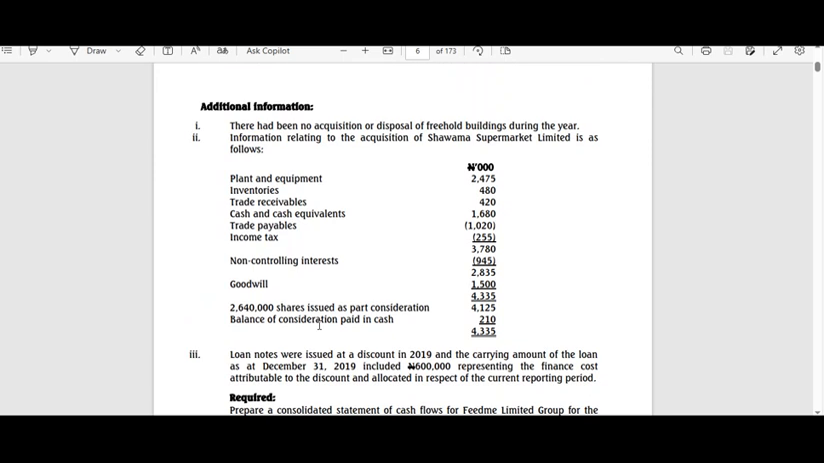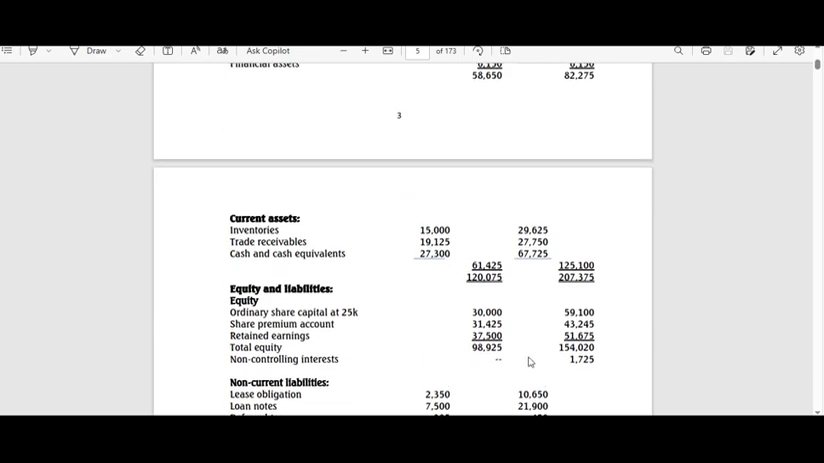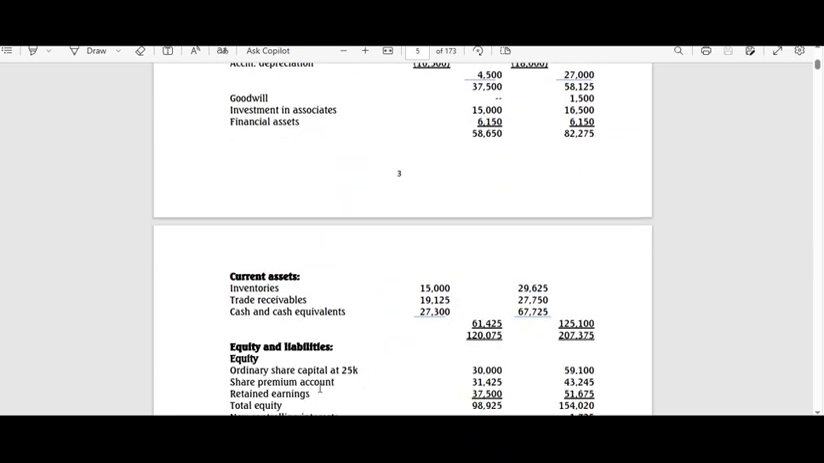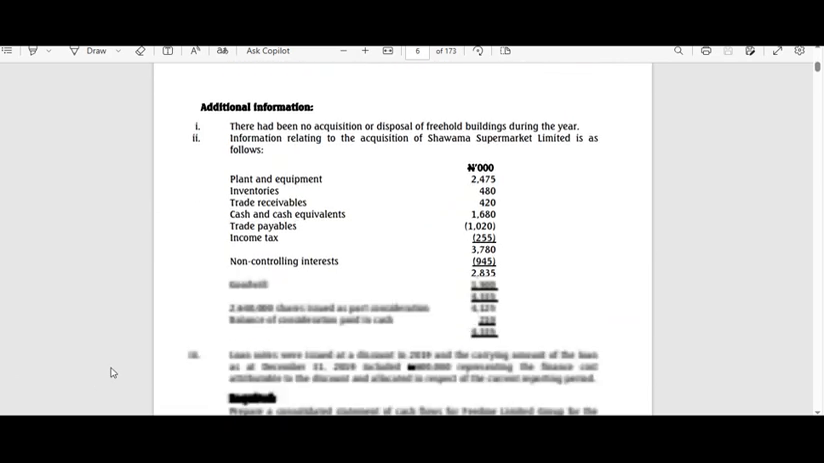So for our working capital, we need to consider this. Let's take only the inventory. For our inventory now, 29,625 minus 15,000, minus this inventory of 480.